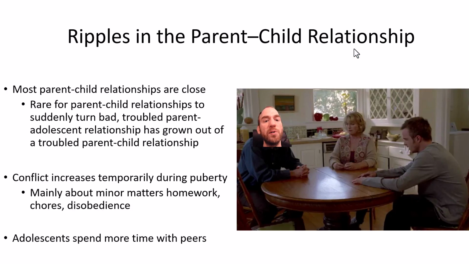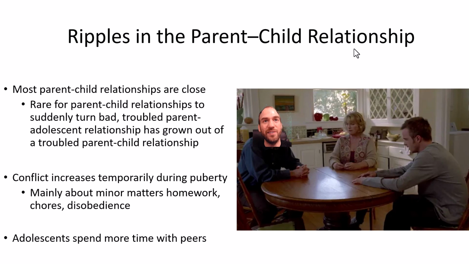Most parent-child relationships are close during adolescence. It is rare for a parent-child relationship to suddenly turn bad. Troubled parent-adolescent relationships have grown out of a troubled parent-child relationship. Conflict increases temporarily during puberty, but mainly is about little minor issues, homework, chores, minor disobedience, and adolescents do spend more time with their peers during adolescence.